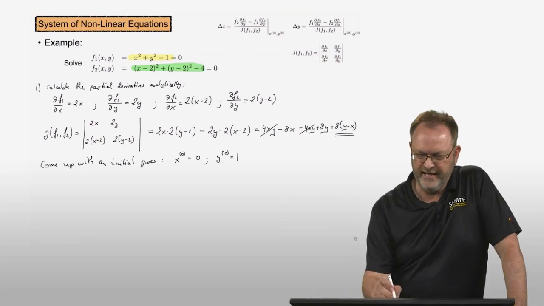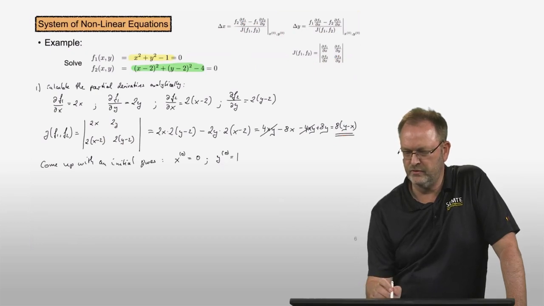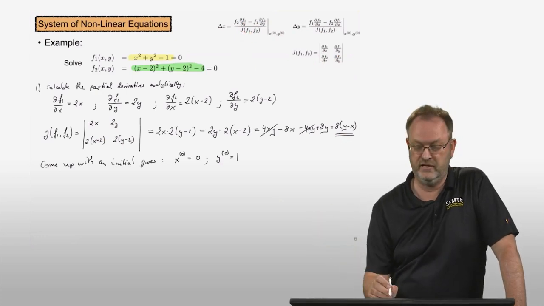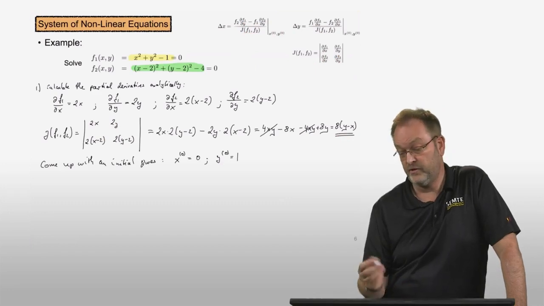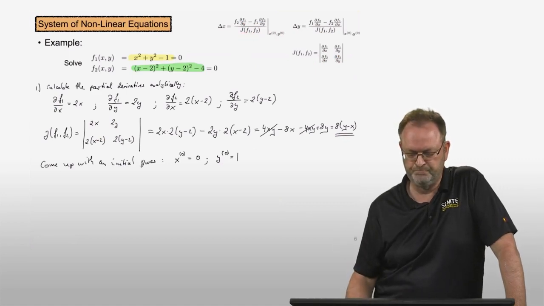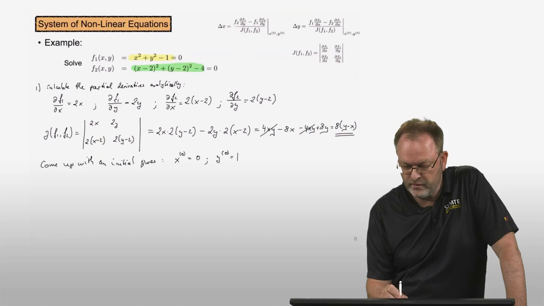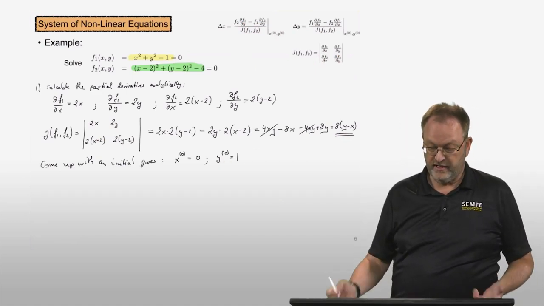Now, interestingly enough, I can't choose y naught equal to 0 because that would make the Jacobian here 0, right? And if the Jacobian is 0, then I can't invert this linear system. It doesn't have a unique solution. So that's one of the failure modes that we can already see of this method, if the Jacobian turns out to be 0. So that's why I choose here y naught equal to 1. Okay, so that's an initial guess.